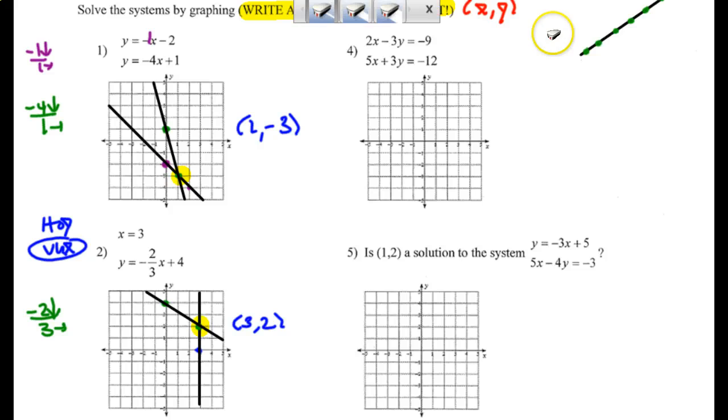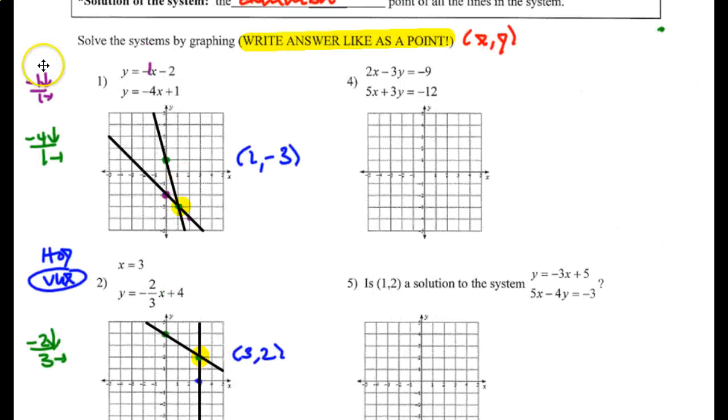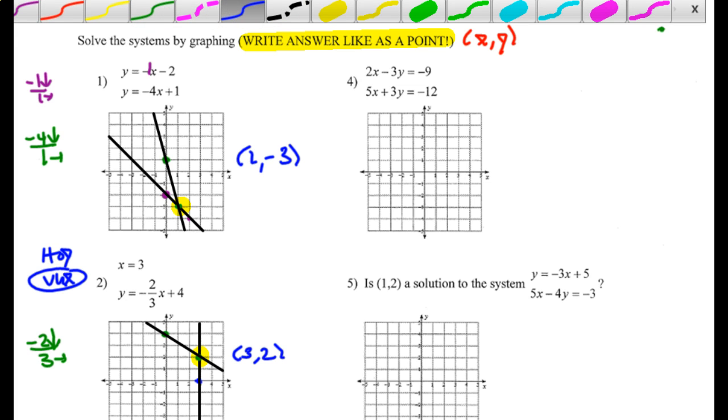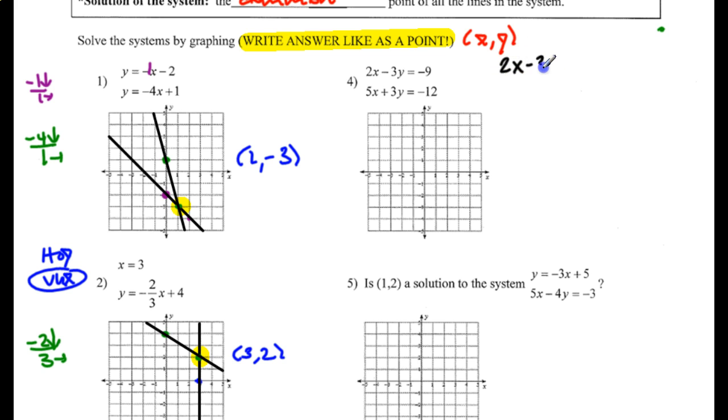Alright, number 4 now. So for problem number 4, if you look at both of these, you're going to see we got to solve both of these. It's going to take a little bit of work here before we can graph. So let's go ahead and just take each problem here. First equation is 2x minus 3y equals negative 9. We wanted y equals mx plus b, y by itself. So our first step is to subtract 2x. That cancels that out, and we're left with negative 3y equals, put the x first, negative 2x minus 9.